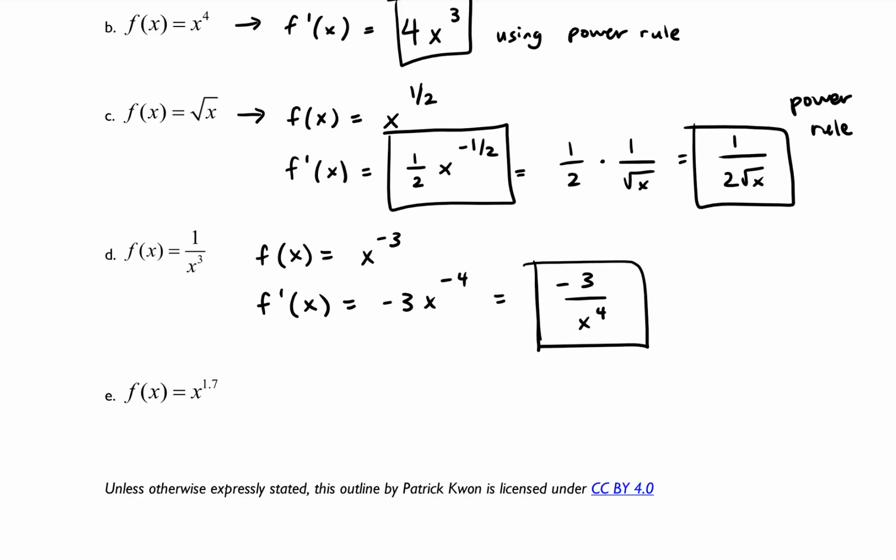All right, so E, we have f of x equals x to the power of 1.7, so that means that f prime of x is equal to 1.7x, and then I will decrease the power by 1, so that leaves us with 0.7. So that is our derivative function for part E.